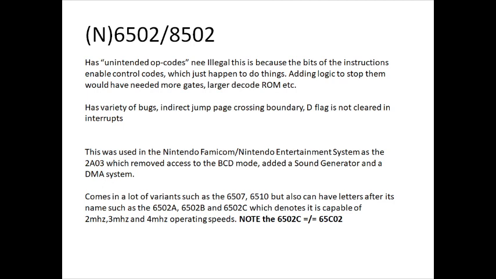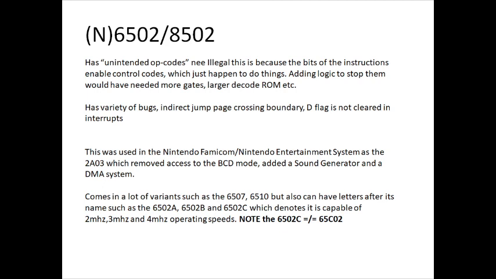The Nintendo Famicom or the NES, as I said earlier, uses an N6502 base. They removed access to the BCD commands, added a sound generator and a DMA system, but apart from that it seems fully functionally identical, even with the illegals.